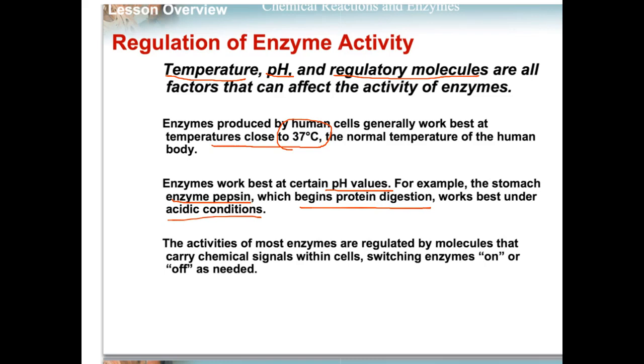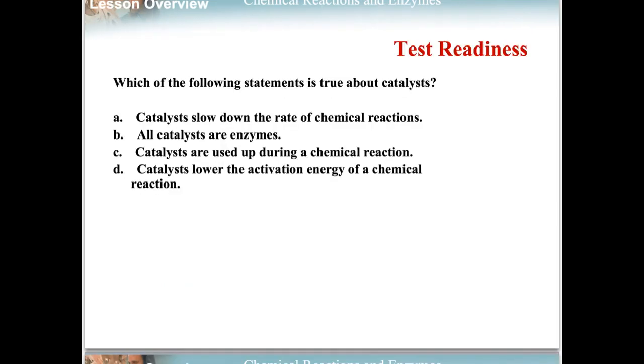Another thing that affects enzyme activity would be certain molecules that are going to regulate these enzymes. These molecules are going to actually be switching these enzymes on or off as needed. We'll be studying more about factors that influence enzyme activity in our virtual lab and our wet lab later in the week. Let's check your test readiness.